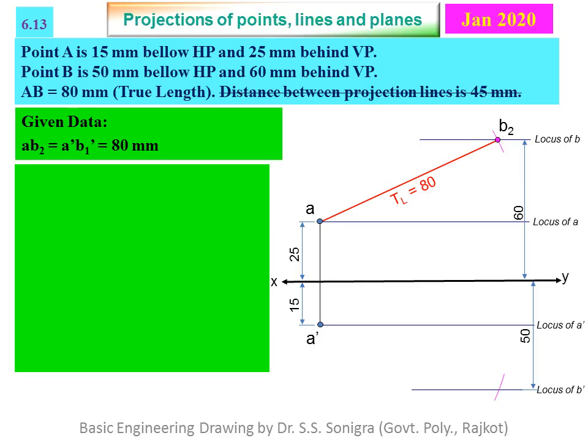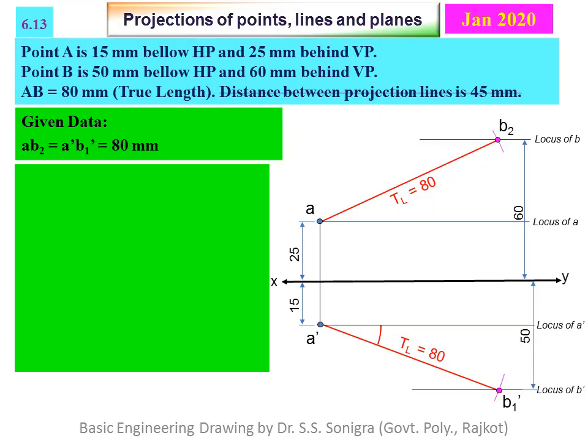And similarly draw this true length in front view also, means take A dash as a center, 80 mm as a radius, draw an arc. That arc will cut locus of point B dash at this point, that is point B1 dash. Join A dash with B1 dash, that is also true length 80 mm.